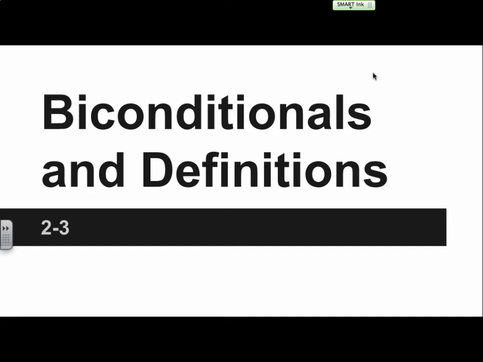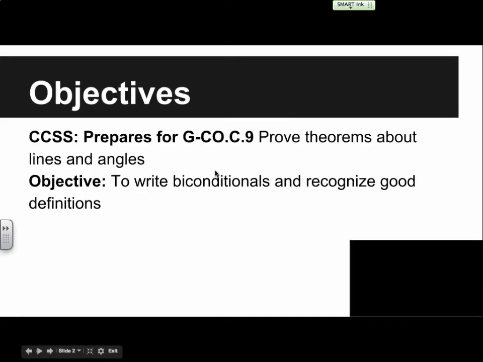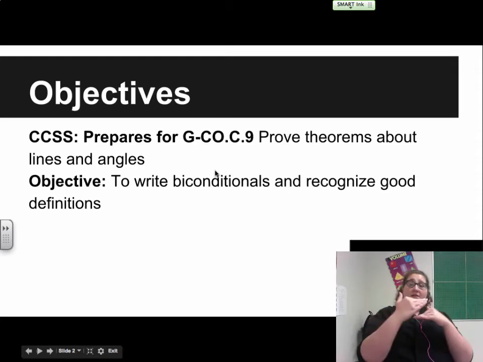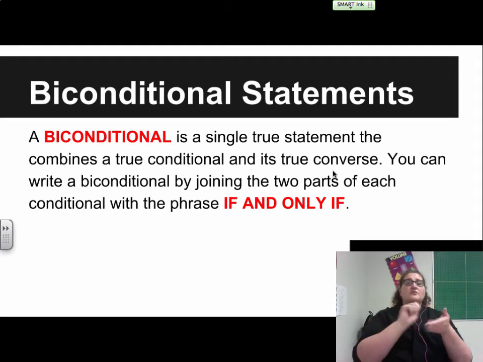Biconditionals and Definitions. Objectives: to write biconditionals and recognize good definitions. A biconditional statement. A biconditional is a single true statement that combines the true conditional and its true converse.